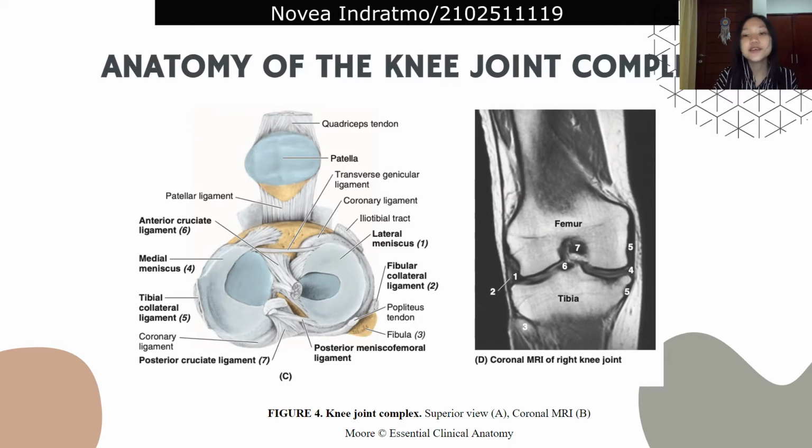Other than that, to support the knee joint complex, there are also several ligaments as shown in the picture. There is the fibular collateral ligament, the posterior meniscofemoral ligament, the posterior cruciate ligament, otherwise known as PCL, the tibial collateral ligament, the patellar ligament, and also the anterior cruciate ligament, which is otherwise known as the ACL.